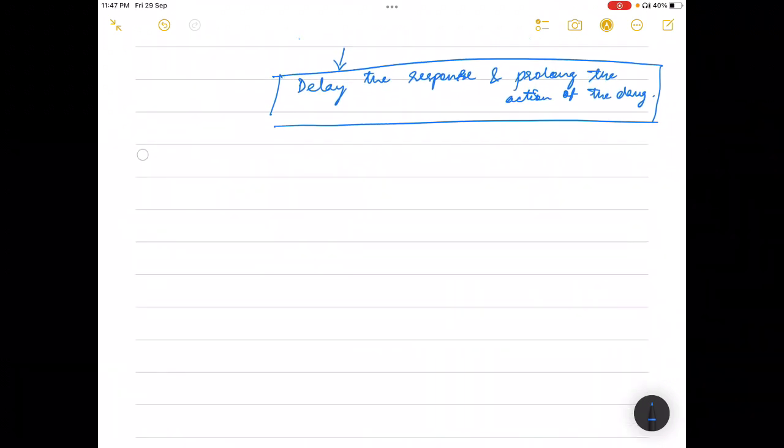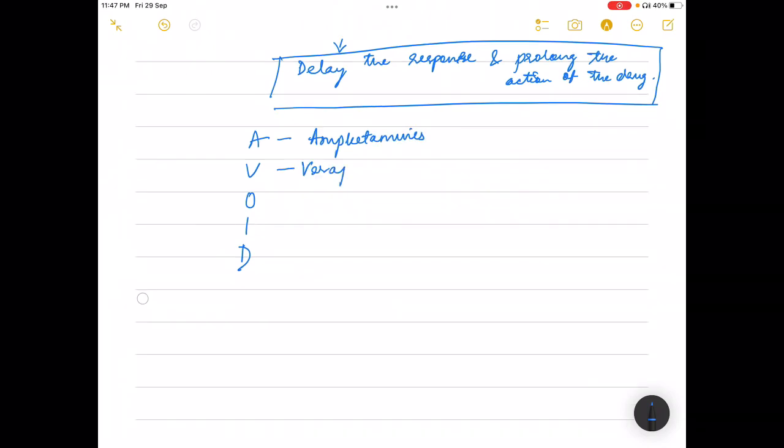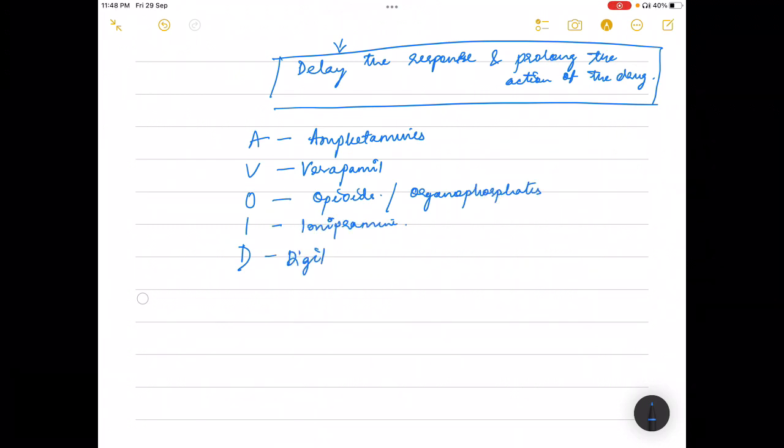Next, we have already discussed hemodialysis in case of poisoning. Hemodialysis cannot be done in those drugs which have a high volume of distribution. So dialysis is not effective in the poisoning of AVOID drugs. AVOID means amphetamines, verapamil, opioids, organophosphates, imipramine, digitalis, and diazepam.